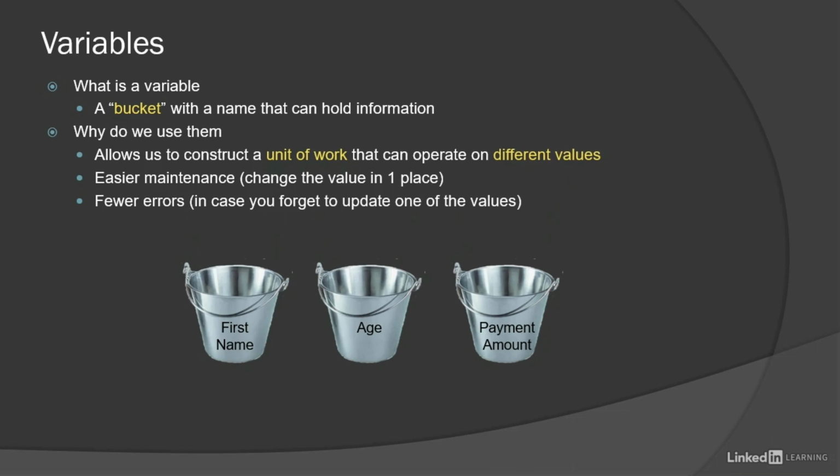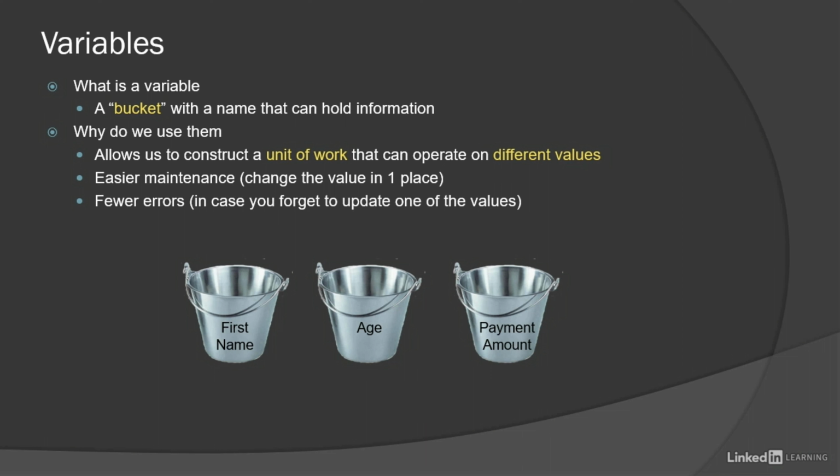Variables allow us to construct a unit of work that can operate on different values. They also make things easier to maintain. And what that means is that you can use the data value in many different places in your script. And if for any reason that data value changes, you can change it in one place and the new value will propagate through the rest of the script.